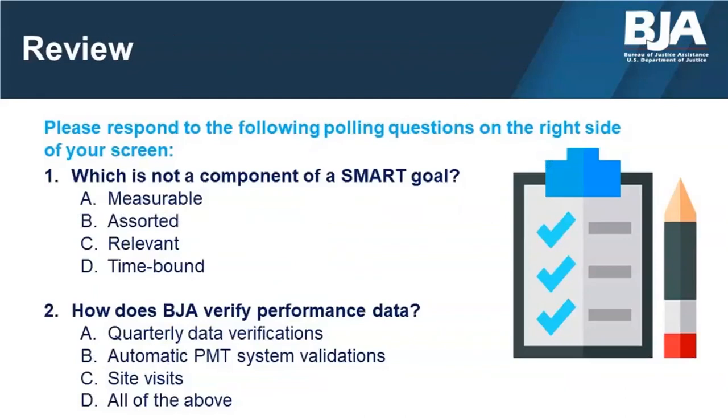Last review. Please answer the final 2 polling questions to the right of your screen before we move on to the question and answer portion of this training. When you've entered your answers for questions 1 and 2, don't forget to hit submit. The answer to question 1 is B, assorted. The answer to question 2 is D, all of the above.